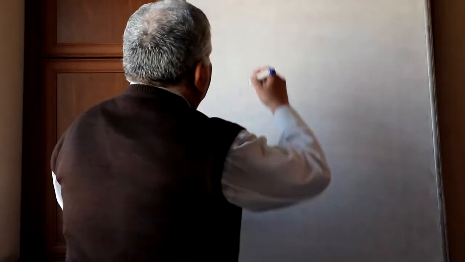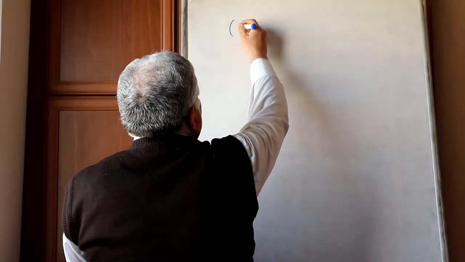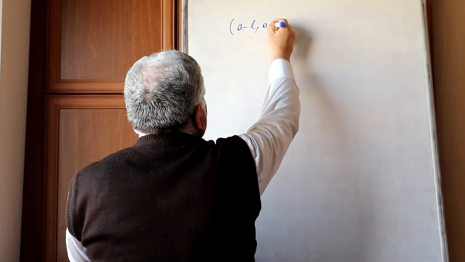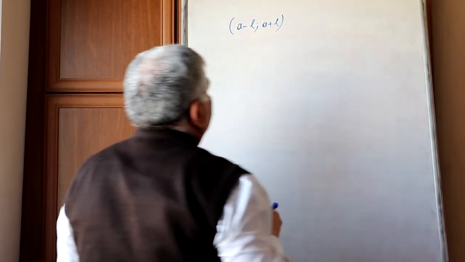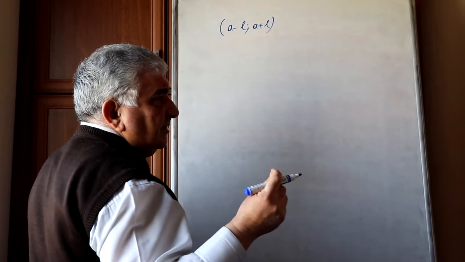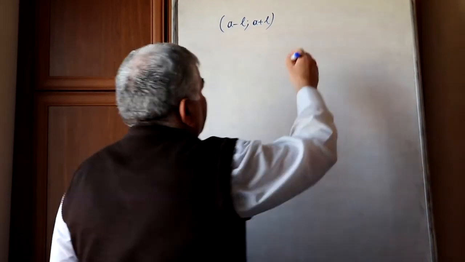Then we will use the concept of the symmetric interval. What is a symmetric interval? The interval of type from A minus L to A plus L is named the symmetric interval, and here A is named the center of the symmetric interval, and L is the radius.